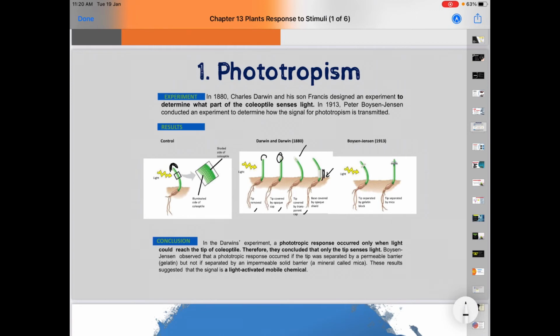And we go into the second experiment, by Boysen-Jensen. What they did is the tip separated by a gelatin block. This is the first variant. And the second is the tip separated by mica. Mica is a type of mineral. So there are only 2 variants here.